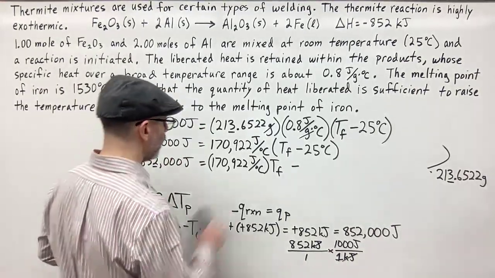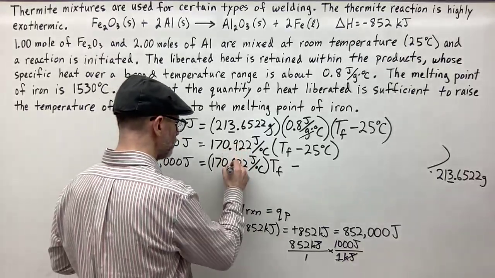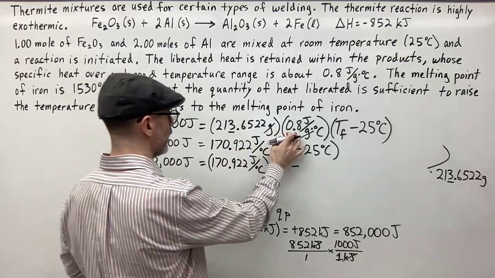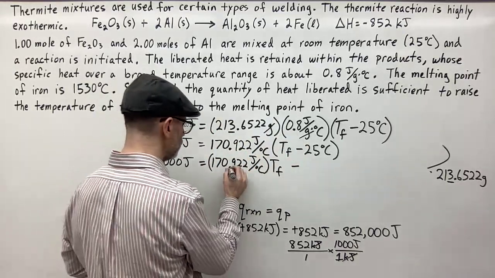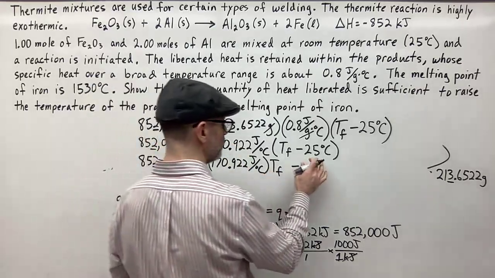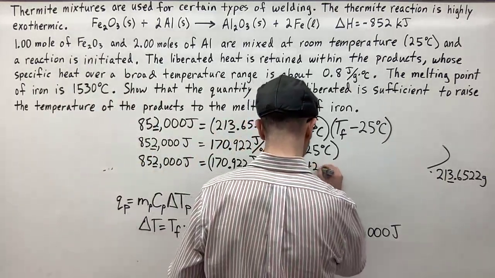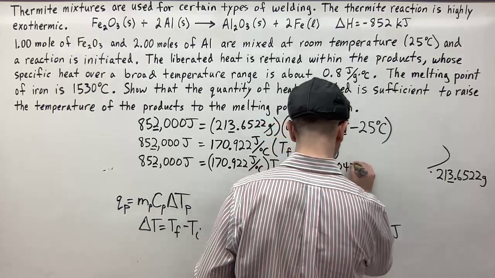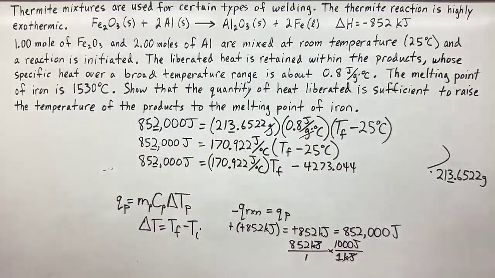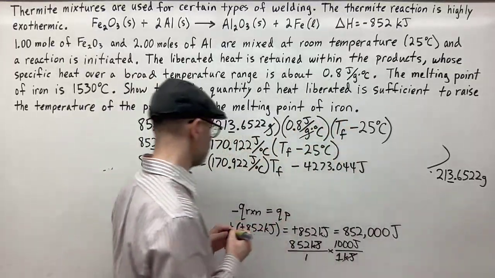Sorry, that's a mistake. This is not a comma, that's a period. I misread my own writing, which makes sense because this times 0.8 should not give you something that huge. Okay, now that looks better. So then this times 25, that's going to give me, what was that again? 4273.044 joules. Yes. Okay, much better.